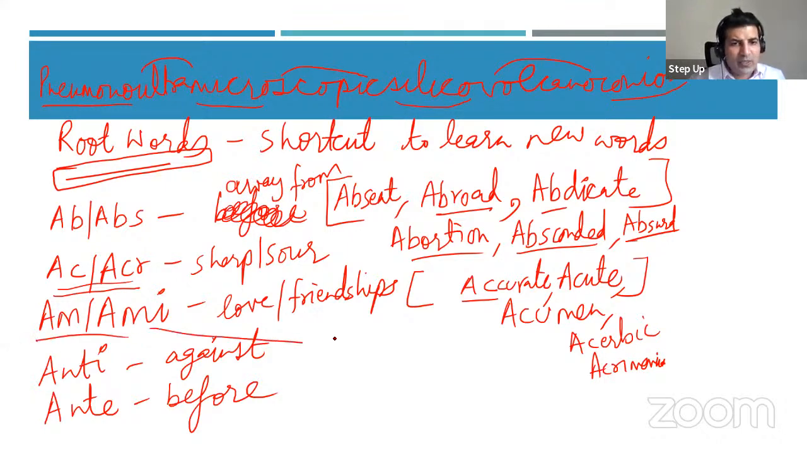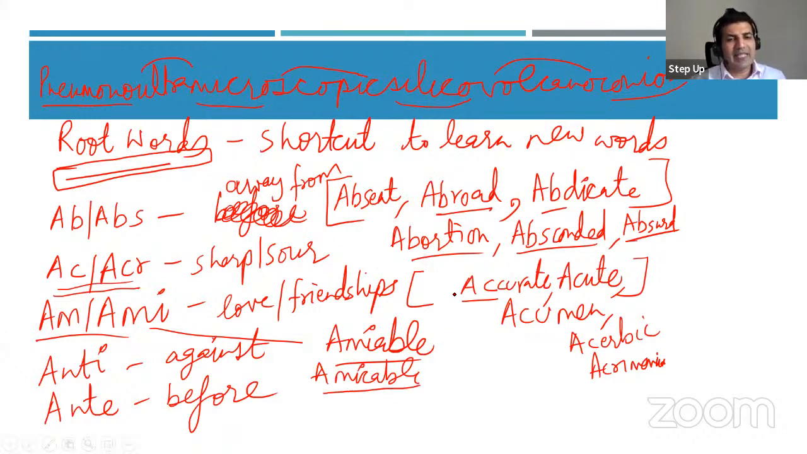AMI, like for example, there was a word we saw. Amiable. If I say my mother is an amiable person, meaning a loving person. Amicable meaning friendly. The two countries came to an amicable agreement between each other. India and Pakistan came to an amicable agreement, so that they will not fight each other. They resolved the conflict without fighting, mutually agreed.